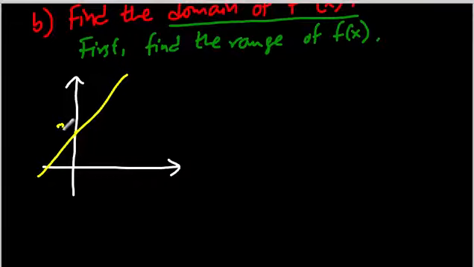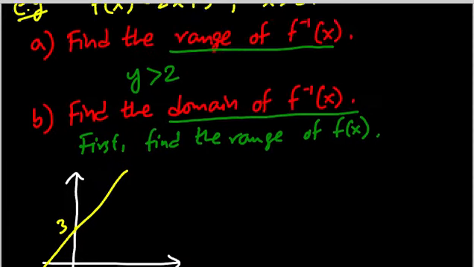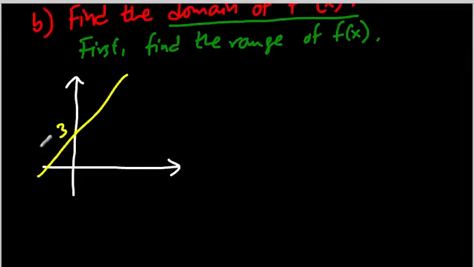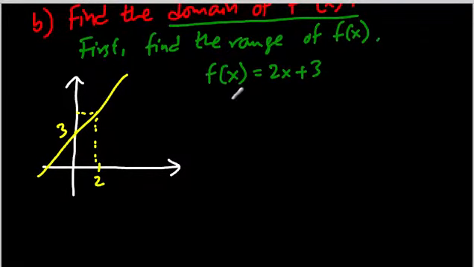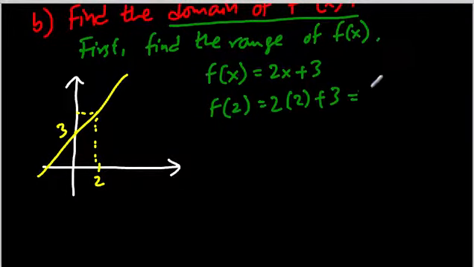We know that this value is 3. And we are given a domain, so we're told that x is greater than 2. So here's x, here's 2. What we need to do is find the corresponding y value for 2 in order to determine what the range is. So how do we find it? Well, we're told the function: f of x is equal to 2x plus 3. So if I find f of 2, that's 2 times 2 plus 3, which is 4 plus 3, which is equal to 7. I know that this point right here must be 7.